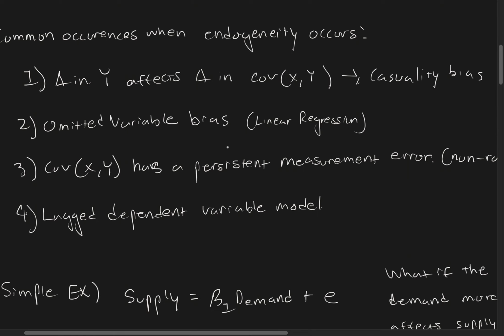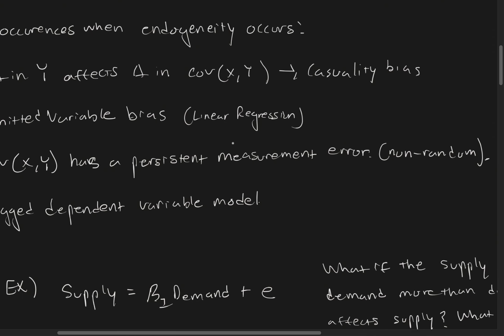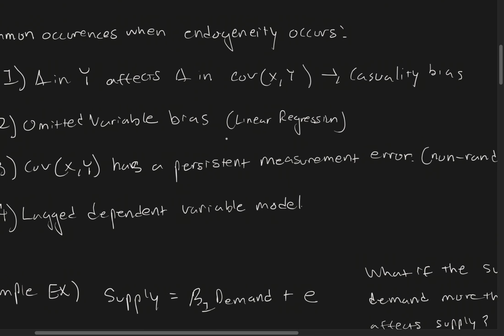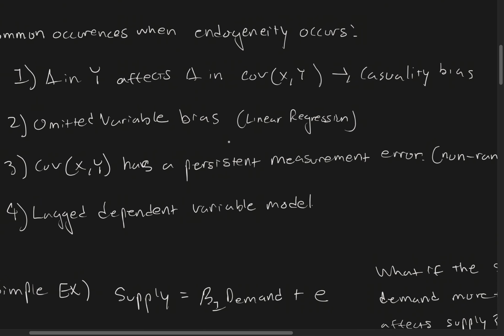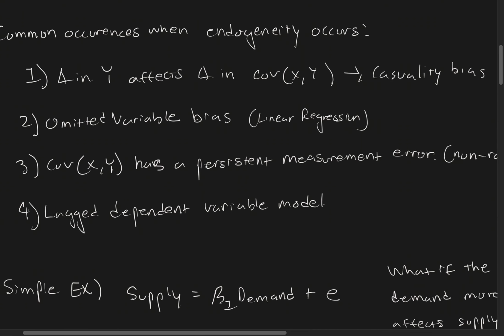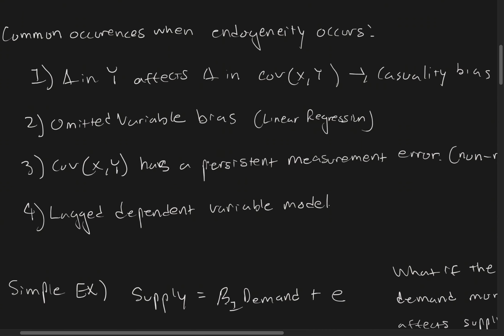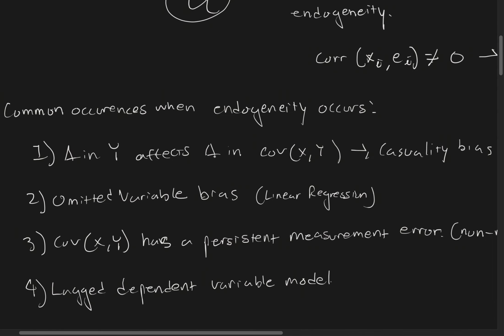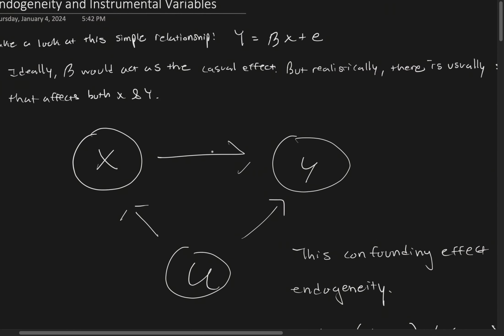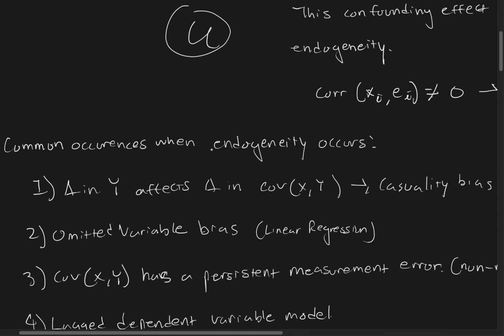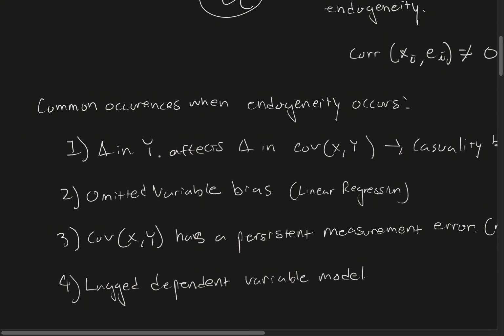When the covariance has a persistent measurement error, a non-random measurement error, and then when our y variable is lagged. So the fourth one is not the most common. I've never personally gone over that, but just kind of a summary of this.